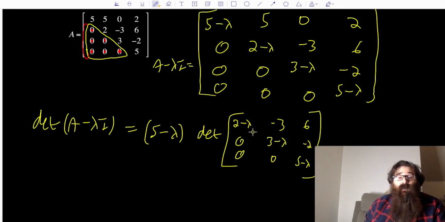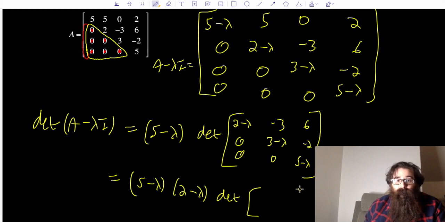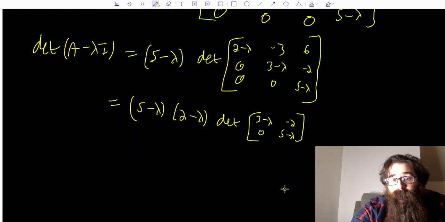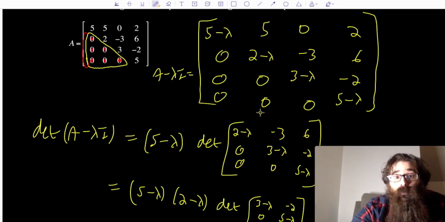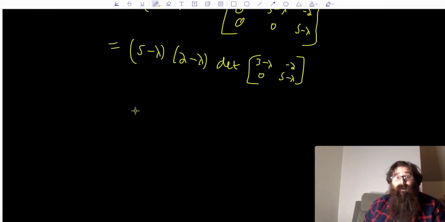And then I would do that process again. I would go down this first column. Remember that checkerboard pattern resets. So I got 5 minus lambda, and then I'm going to have 2 minus lambda times the determinant of the 2 by 2 when I remove that entry's row and column. And I'm saying don't do this. I'm saying if you remember the theorem, please save the time. But in fact, even though this is a 4 by 4, the cofactor expansion is fast because it's triangular. So 5 minus lambda times 2 minus lambda.